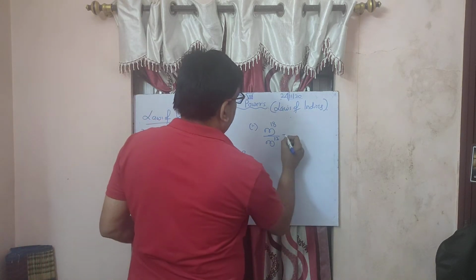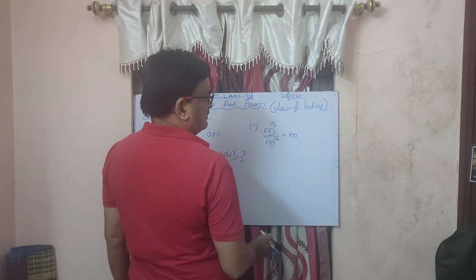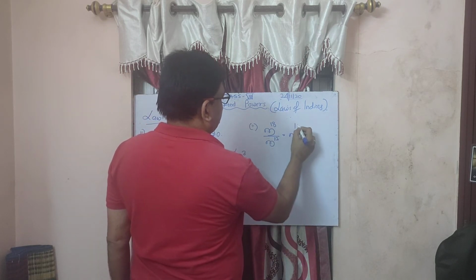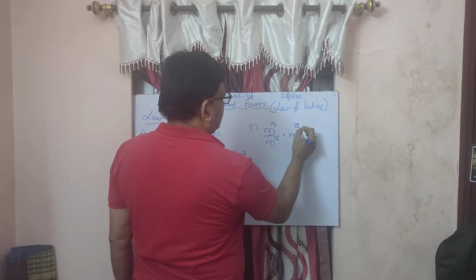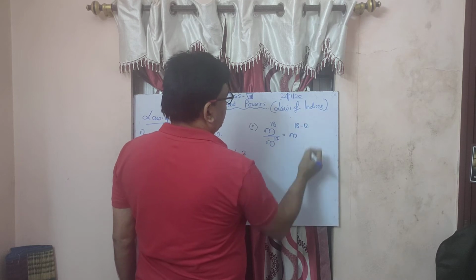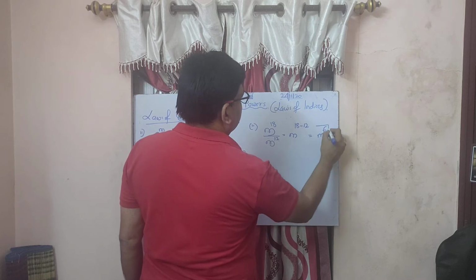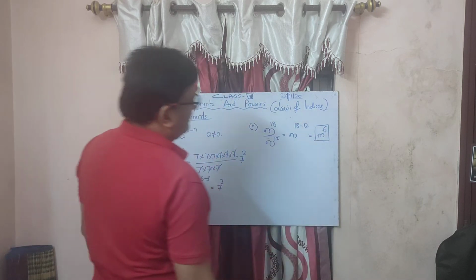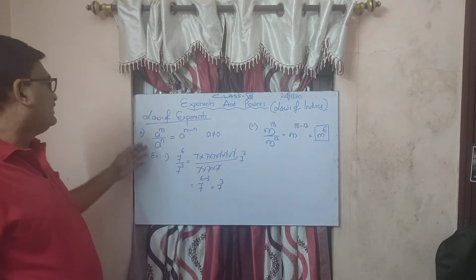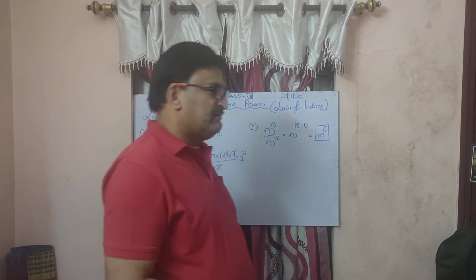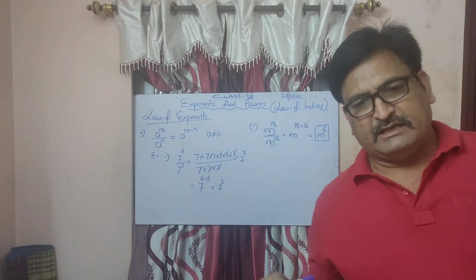Now, according to the formula, if the bases are the same, what do you have to do? You have to subtract the power of the denominator from the power of the numerator. So 18 minus 12 is 6. This is the answer. This is how this formula can be applied whenever such examples come in the exam.